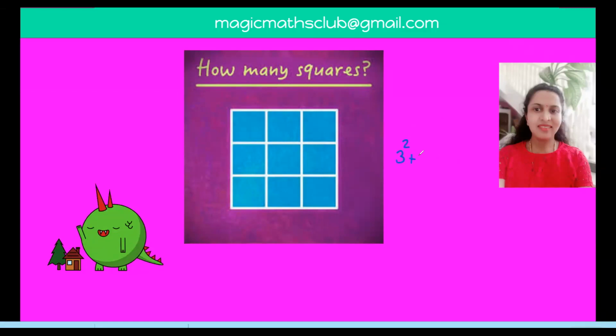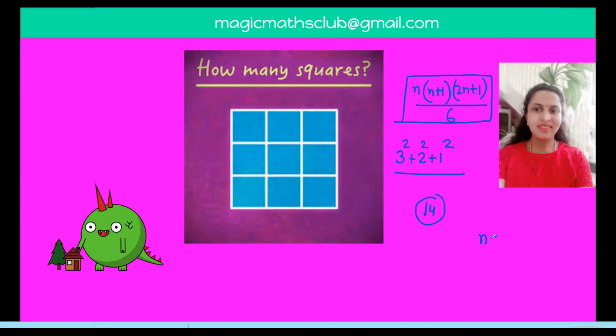See, when you have 3 square plus 2 square plus 1 square, this is also like counting the squares of consecutive natural numbers. So there is also a formula: n times n plus 1 times 2n plus 1, divided by 6. Either you use this if you can learn it, otherwise you can just go on counting like that. So n here is how much? 3. So just see whether it is giving you the correct answer. So 3 into 3 plus 1, 4, 3 twos are 6, 7, and 6. So 12 divided by 6 is 2. So this gave you 14.